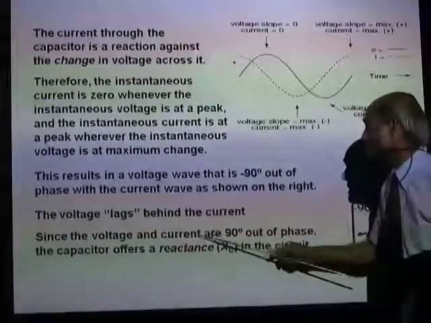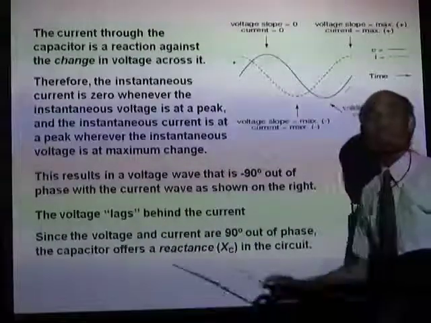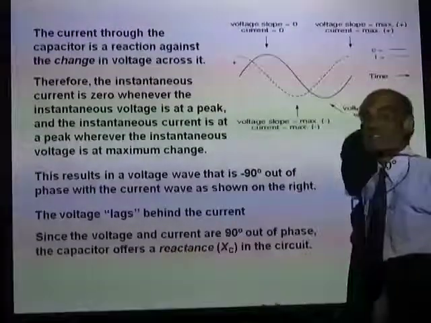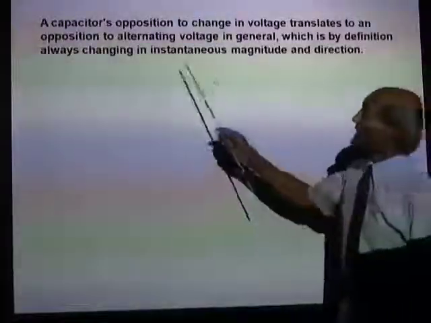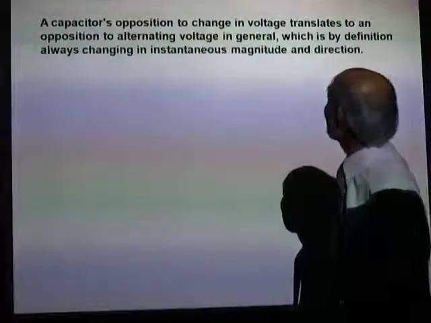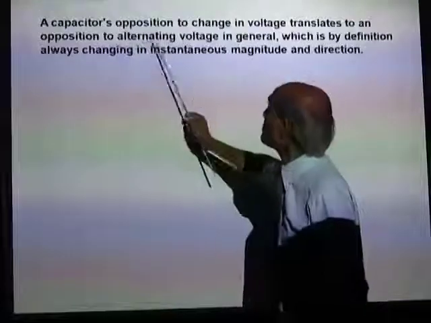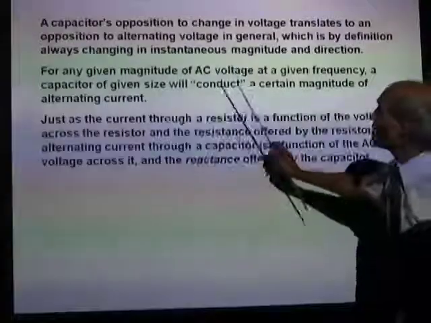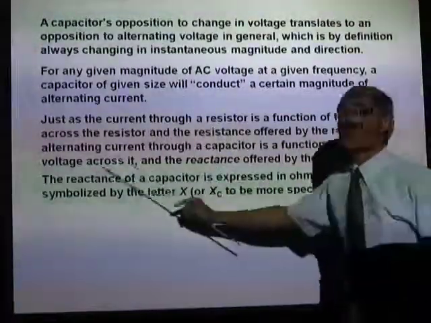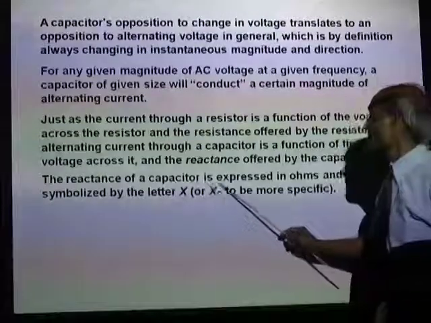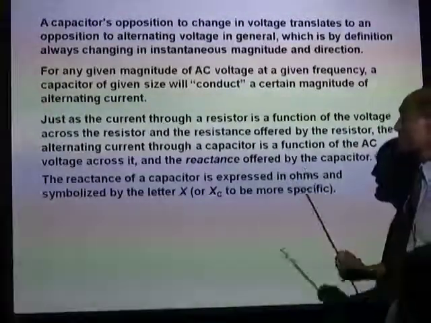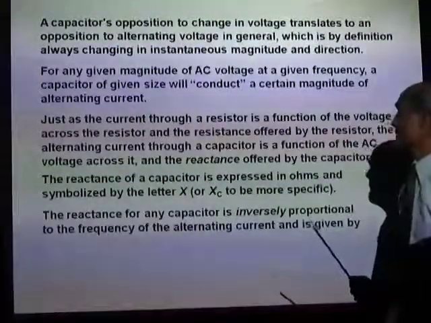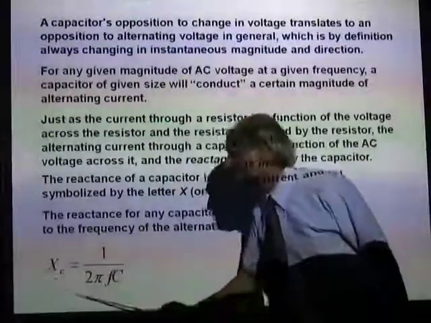Now, since the voltage and current are 90 degrees out of phase, the capacitor offers a reactance represented by Xc. Now, a capacitor's opposition to change in voltage translates to an opposition to an alternating voltage in general. Well, I'm not going to go into the details. Now, the reactance of the capacitor is expressed in ohms as we normally do, and is symbolized X sub C. And I want you to remember this.